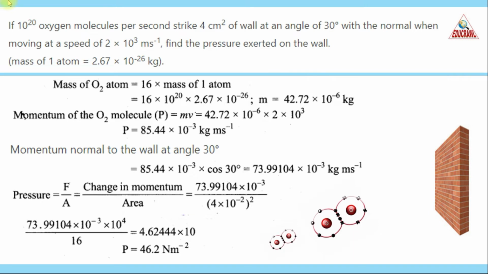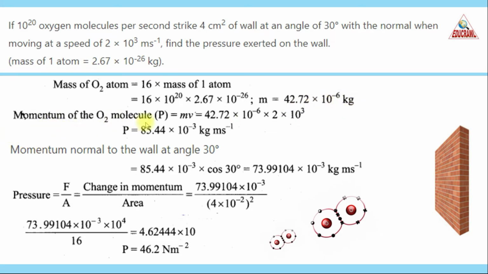The next problem. If 10 power 20 oxygen molecules per second strike 4 centimeter square of a wall at an angle of 30 degree with the normal, when moving with the speed of 2 into 10 power 3 meter per second, find the pressure exerted on the wall. Mass of one atom value is given. So we have to find the mass of oxygen atom, which is equal to 16, that is atomic mass, into mass of one atom. So 16 into 10 power 20 into 2.67 into 10 power minus 26. The total mass is equal to 42.72 into 10 power minus 6 kg.